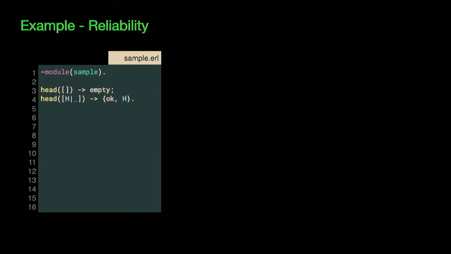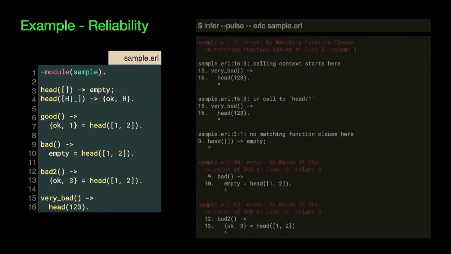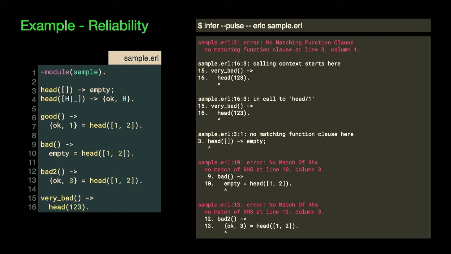For the reliability use case, Infer is good at catching pattern mismatch issues. For example, here's a head function at the top, and below we have a bunch of other functions calling head and performing pattern matching. The good function will succeed and the remaining will crash because of mismatch. So we run Infer with the Pulse analyzer and take this piece of Erlang code as input, and then we can see all three pattern mismatch issues were captured by Infer.